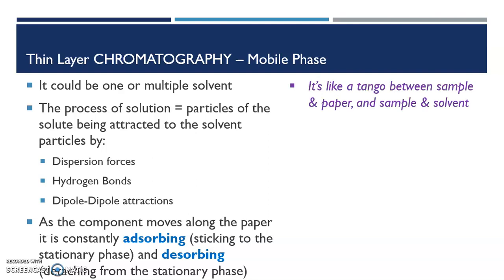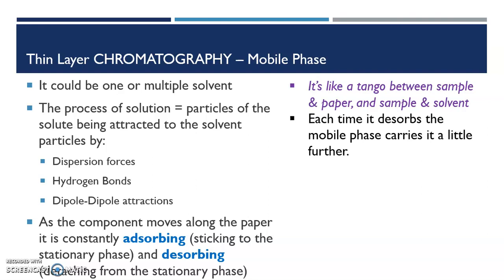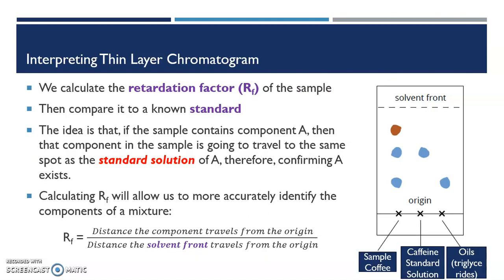So a lot of time it's like a tango between the sample and the paper and the sample with solvent. So each time when the sample desorbs to the mobile phase, it gets carried a little bit further. Ultimately, everything gets carried further and comes out, but the time it takes for them to come out is different. That's how we can separate different components of a sample. Okay. So how do we identify different time it takes for a particular component of a sample?